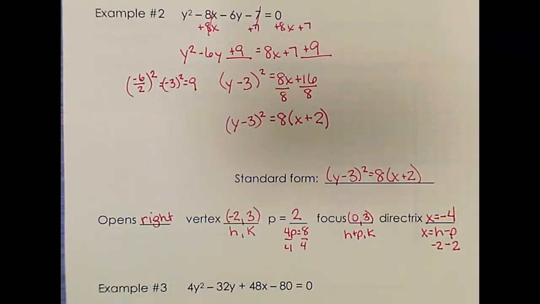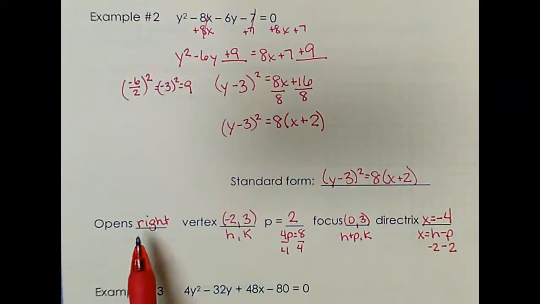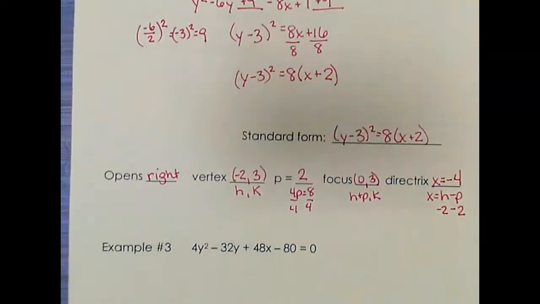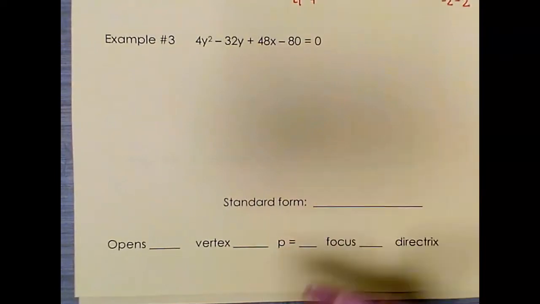So keep in mind that when you have a directrix that's x equals something, that means that this is a vertical line. And if your directrix is vertical, that means that your parabola is opening horizontally. It's either right or left. So I'd like for you to take a moment to look at example 3. What's being squared, x or y?